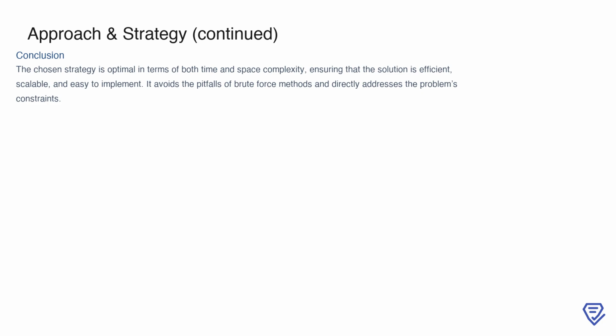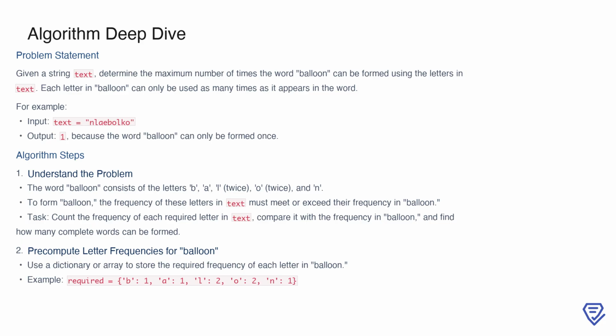To solve this problem, we need to figure out how many times we can form the word balloon using the letters provided in the input string text. The key observation is that each letter in balloon has a specific frequency. B appears once, L appears twice, O appears twice, and N appears once.